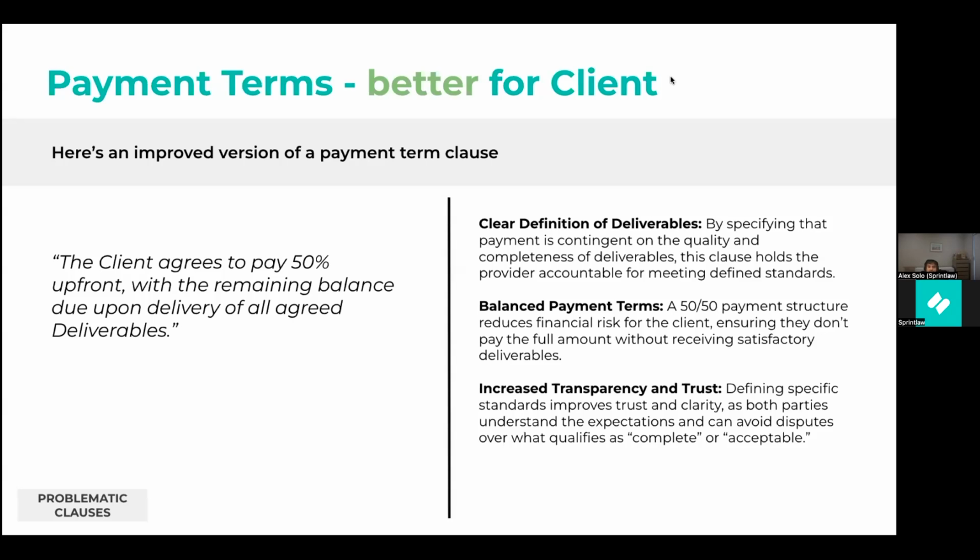Of course, even better for the client would be to pay 0% upfront. But oftentimes you've got to find a balance with these clauses that's reasonable for both parties, because otherwise it puts a lot of risk on the provider. So this version is like a balanced version where it's 50-50. We've got a clear definition of what's going to happen, and it's ultimately going to be a lot better outcome for the client.